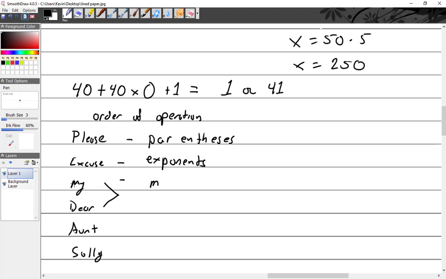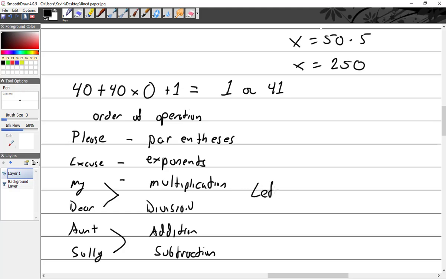It is not multiplication and then division. Multiplication and division actually share the same level, and it goes from left to right. Addition and subtraction also share the same level, and it is from left to right.